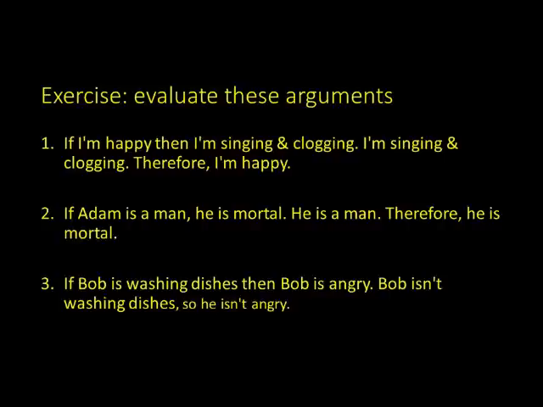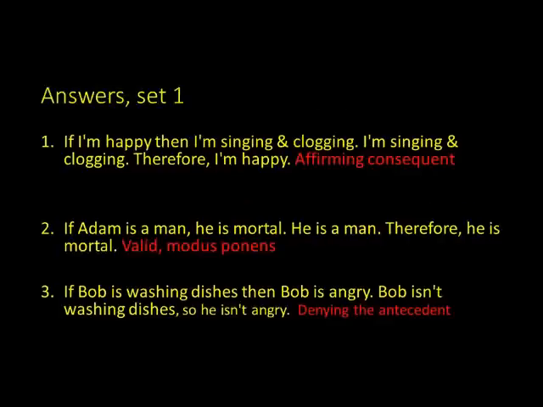Look at number 3. If Bob is washing dishes, then Bob is angry. Bob isn't washing dishes, so he isn't angry. Okay. When you look at number 3 about Bob washing dishes, that is a formal fallacy, denying the antecedent. If A then B, right? Not A, therefore not B. That's always fallacious. Okay, let's try this again. You can see the answers on the next slide here. And here's the next exercise.